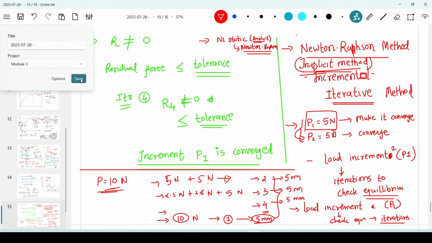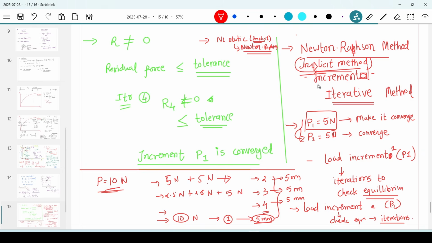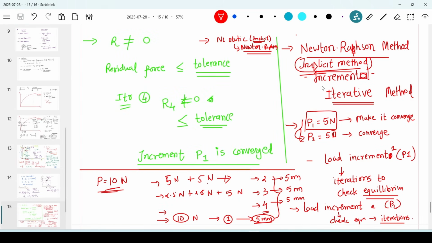I think I missed summarizing the iterative methods, so I had to extend again. Anyways, tomorrow we will see.